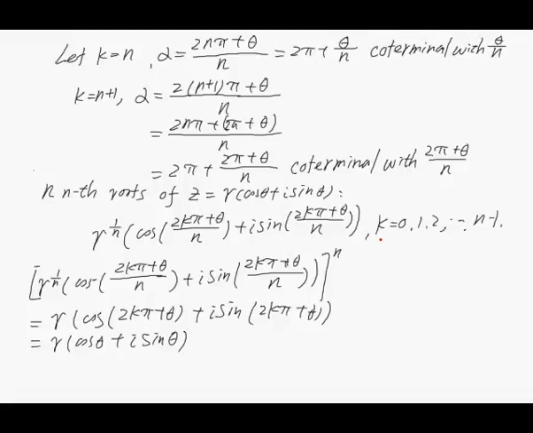And if you let k be 0, 1, 2 through n minus 1, all those n integers, then you get n different nth roots of this complex number. Any questions? Now let's look at one example to see how we find the cube root of a complex number. Let's go to page 628, problem 24.